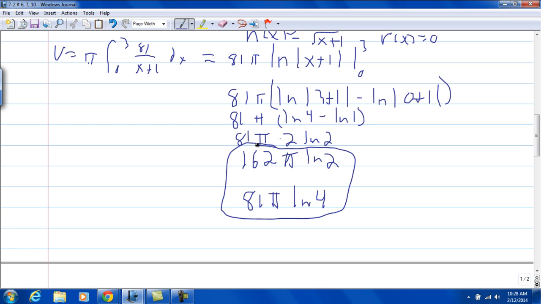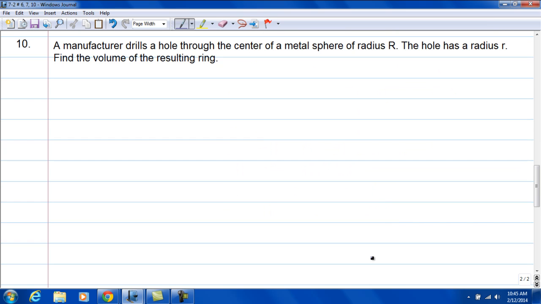Hope that helps. Let's go on to the last one, which is number 10. Okay, this next problem says a manufacturer drills a hole through a center of a metal sphere of radius R. The hole has a radius r, little r. Find the volume of the resulting ring. I'd hesitate to call it a ring, but okay.